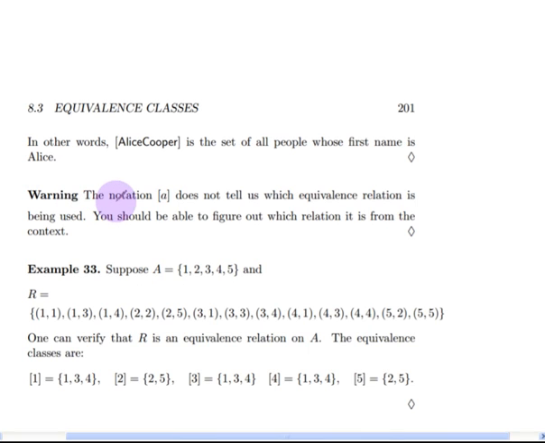All right, now pay attention to this warning. The notation square brackets A, that is the equivalence class that contains A, does not tell us which equivalence relation is being used. You should be able to figure out which relation from the context. So we'll only use this notation when we're making clear what relation we're talking about. All right, so here's an example of a set A, and here's an example of a relation defined as a set of ordered pairs. You could draw a graph to represent this.